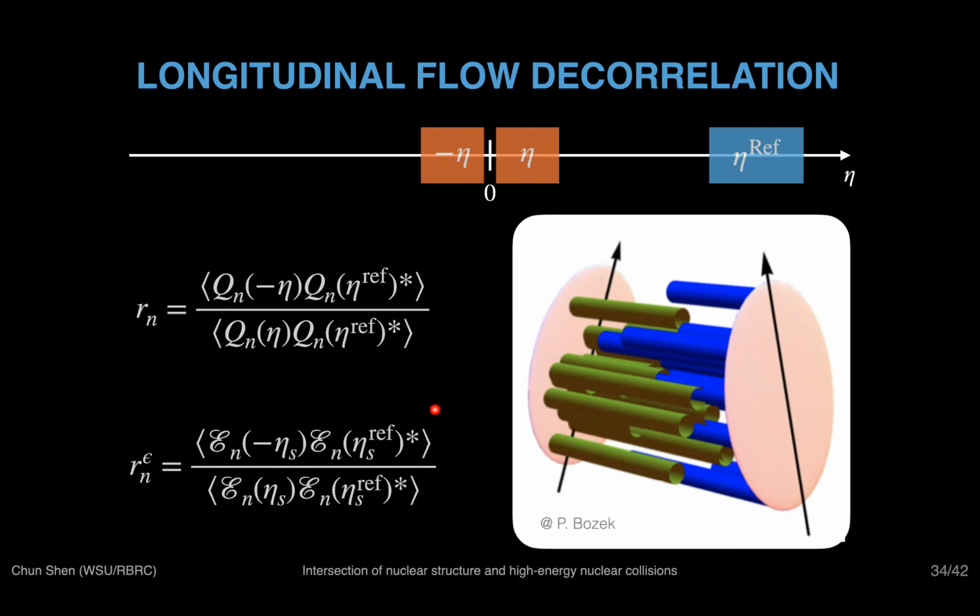From theoretical calculations, you can also build a similar estimator of RN as a function of the initial geometry. If you have 3D initial conditions, you can calculate the shape in every slice in rapidity, and if the shape changes, you can also build up this correlation. So this is an estimator from the initial state that you can calculate from the model.